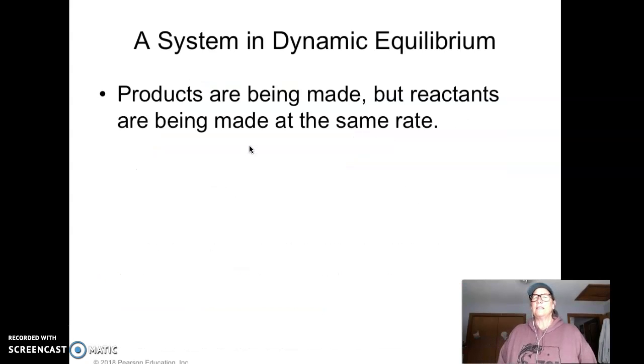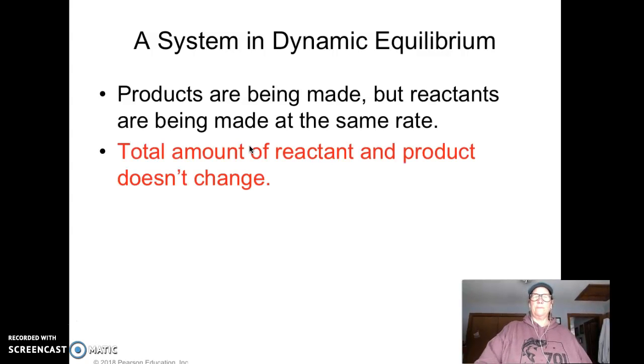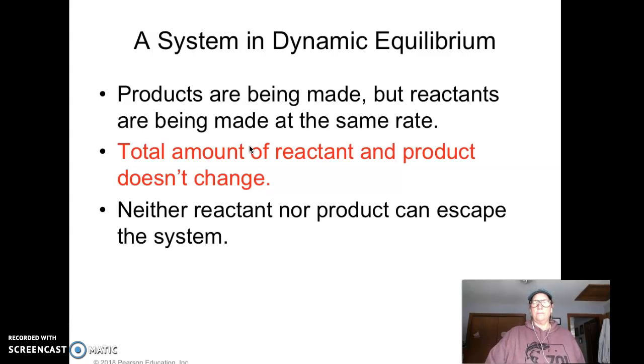Okay, a system in dynamic equilibrium. Again, the products are being made, but the reactants are also being made at the same rate. In other words, the product is reversing back to reactant, and the reactant is making product. When they happen at the same rate, then you have equilibrium. It does not change as long as you don't change any of the factors involved, like I said. It'll stay the same. And it has to be a closed system, because if your product is some gas that escapes into the air, obviously that's going to change your results.